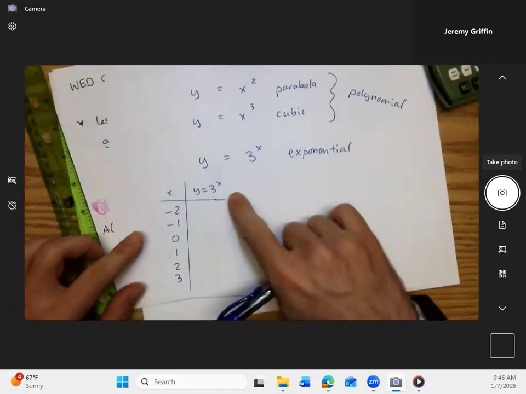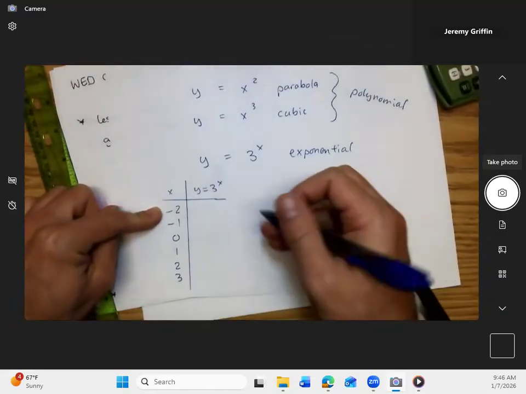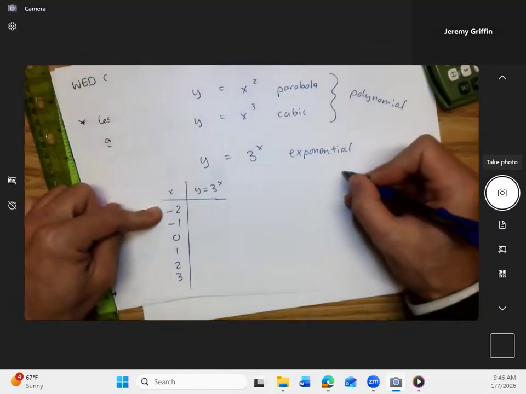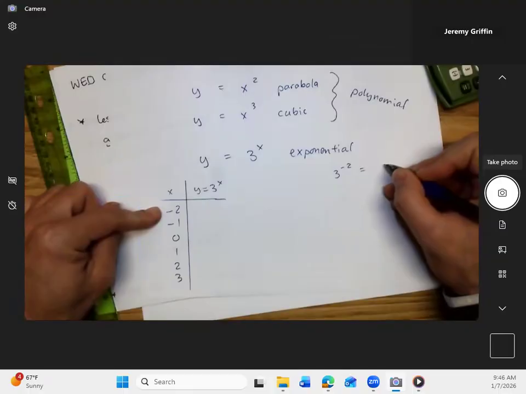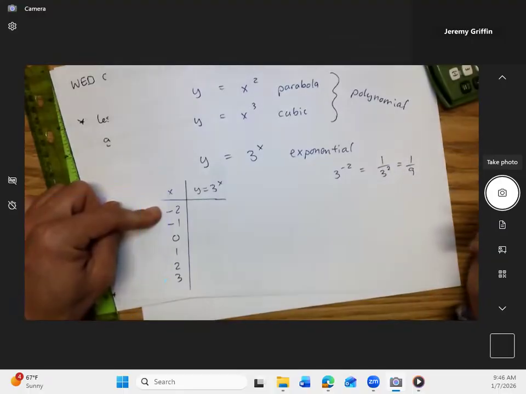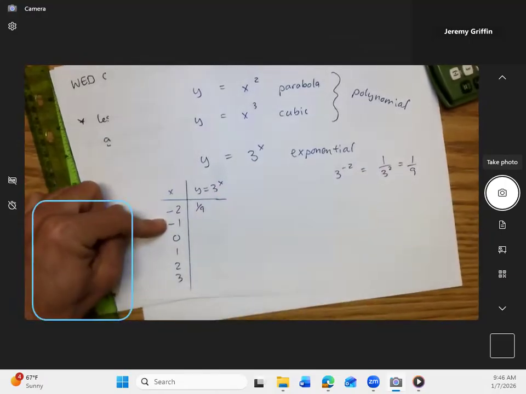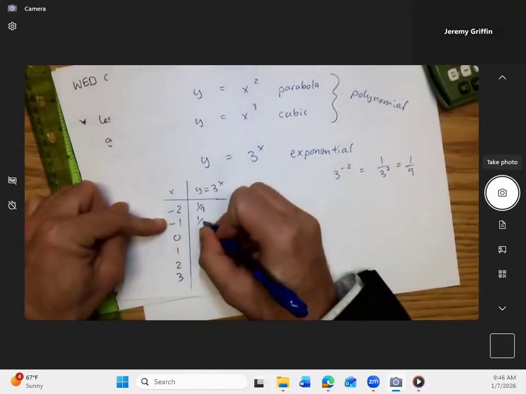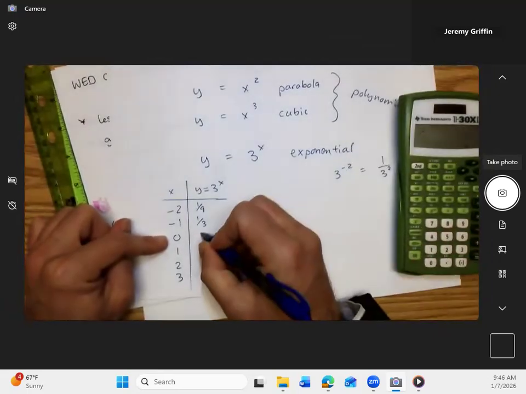Okay, so if I plug in -2 for x, isn't that 3 to the power of -2? And guys, what's 3 to the -2? Is that 1 over 3 to the 2, which is 1 over 9? Is that true? Which is like 0.111. Okay, so this is 1 over 9. How about what, guys? What's 3 to the -1? Is that 1 over 3? Okay. What is 3 to the power of 0? 1. Yeah, sure is. It's 1.